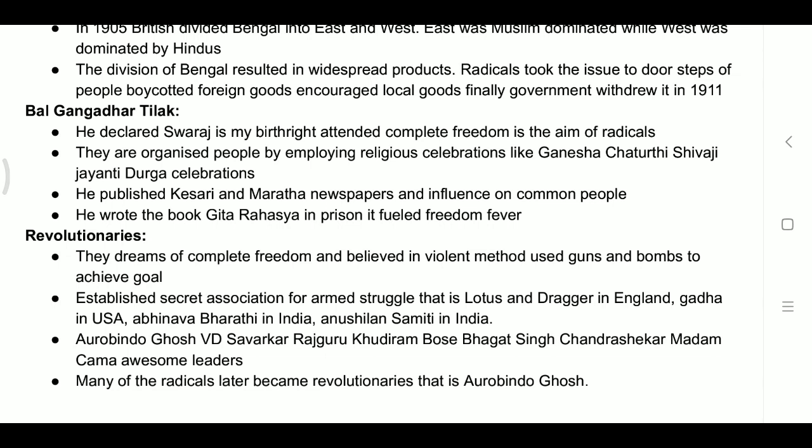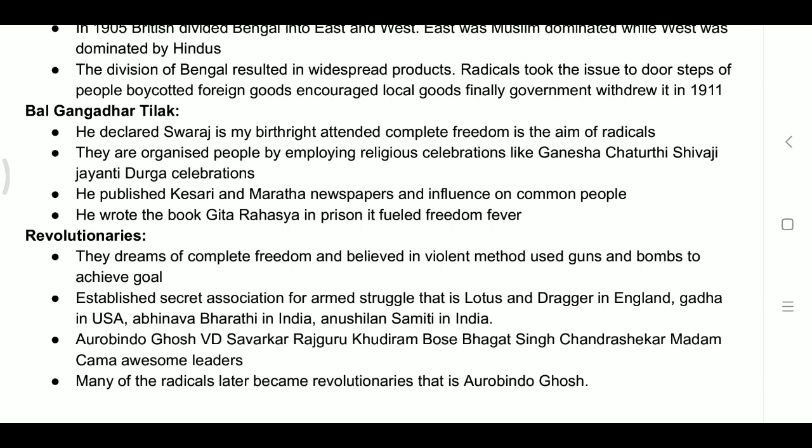And the last one is revolutionaries. Revolutionaries are hot-blooded Indians who dreamed of complete freedom, believed in violent methods, and used guns and bombs to achieve the goal. Revolutionaries established associations. Some of the very important associations are given here: Lotus and Dagger in England, Ghadar in the US, Abhinav Bharat in India, and Anushilan Samiti in India. All these are revolutionary associations.